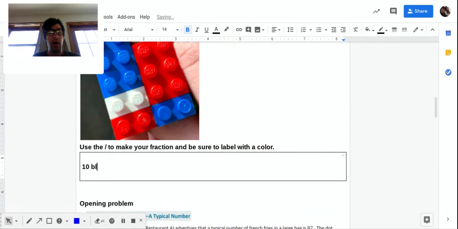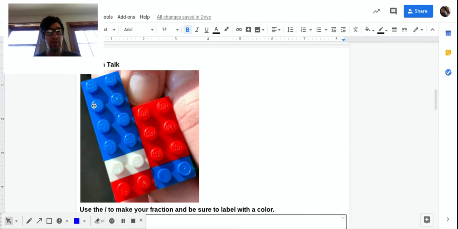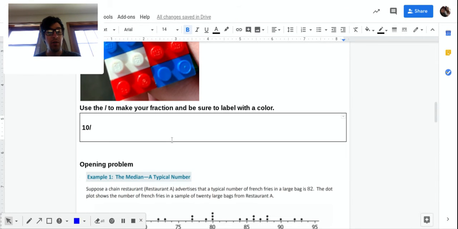Okay? Now, if you want to do blue, go for it. 10 slash, count all the dots. 2, 4, so 4, 8, 12, 16, 17, 18, 19, 20. 10 20ths are blue. Now, in class, I ask you to do as many as you can, but people turn in 1 and you get credit for it. So if you just do this and it's a fraction, you're good.